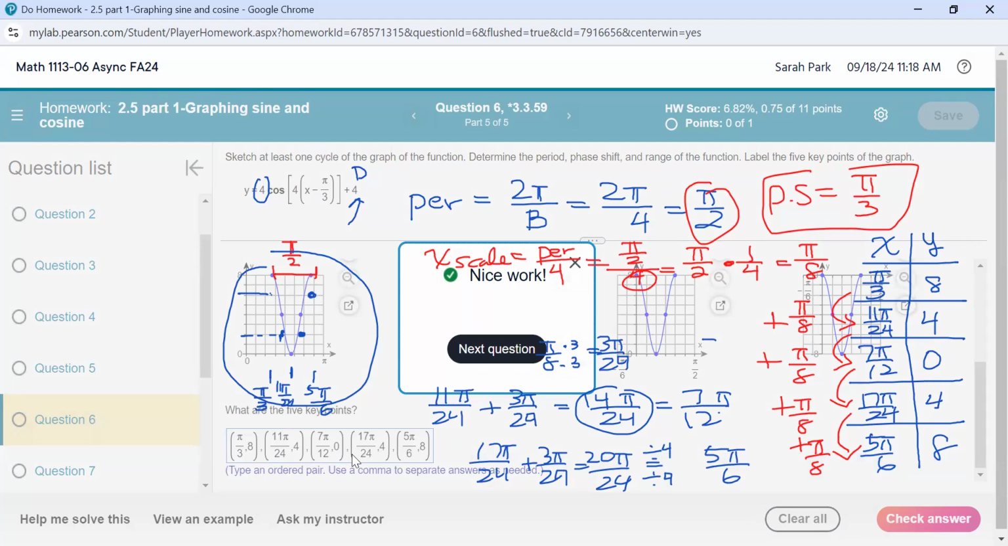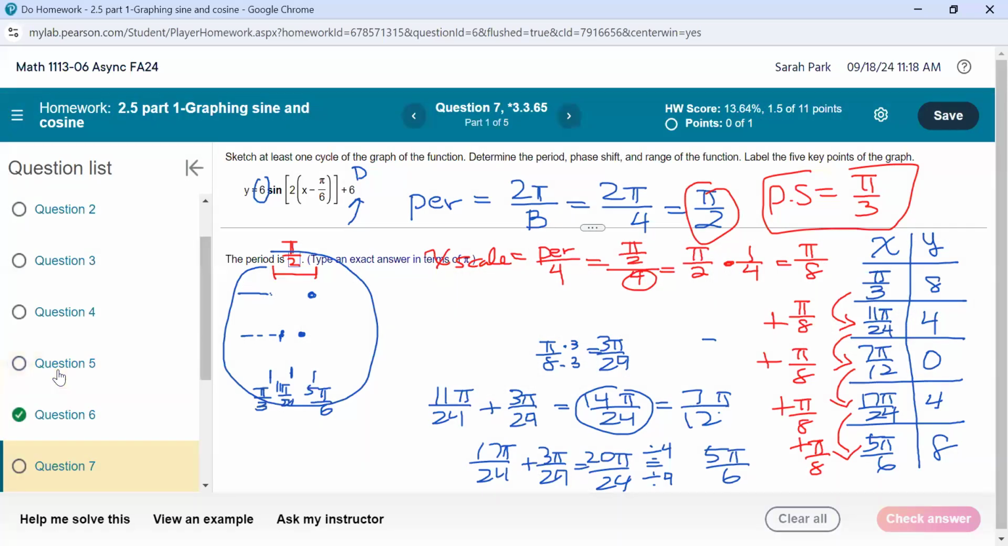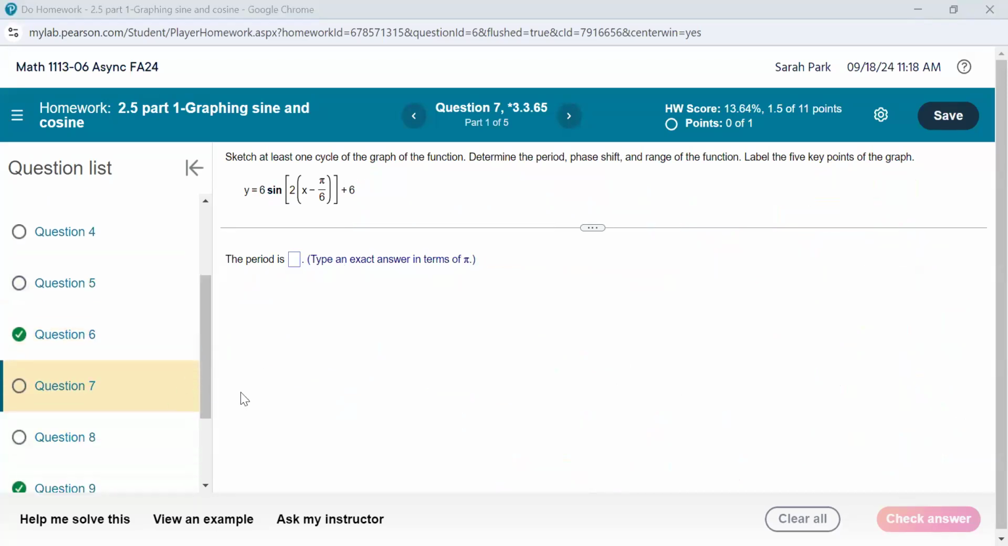So it's a little tedious to find the 5 points, but just remember to add your x scale with it. So I want to do another question. I'll do a couple questions here. So let's look at number 7.